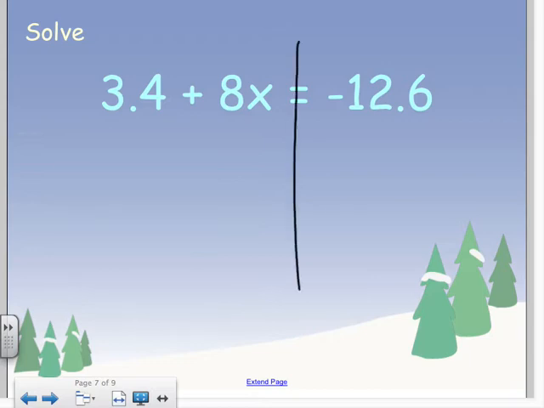All right, go ahead and pause this one, try it on your own, and then hit play to check your work. So opposite of 3.4 is negative 3.4. These are both negative, so it's going to add up.